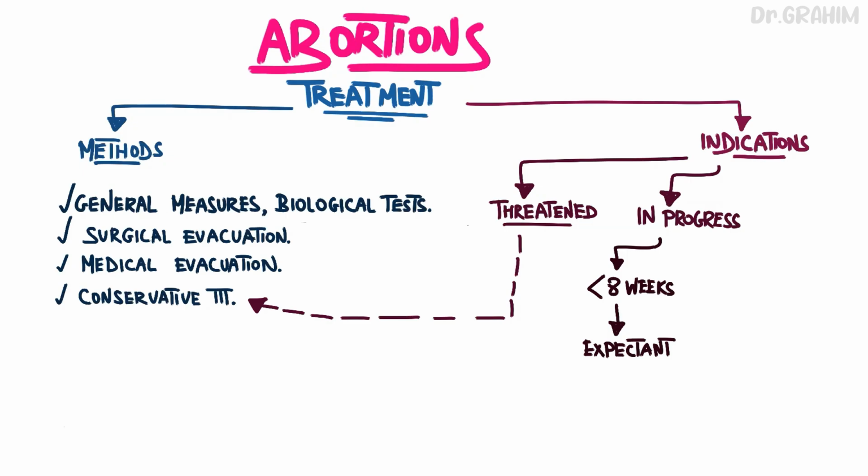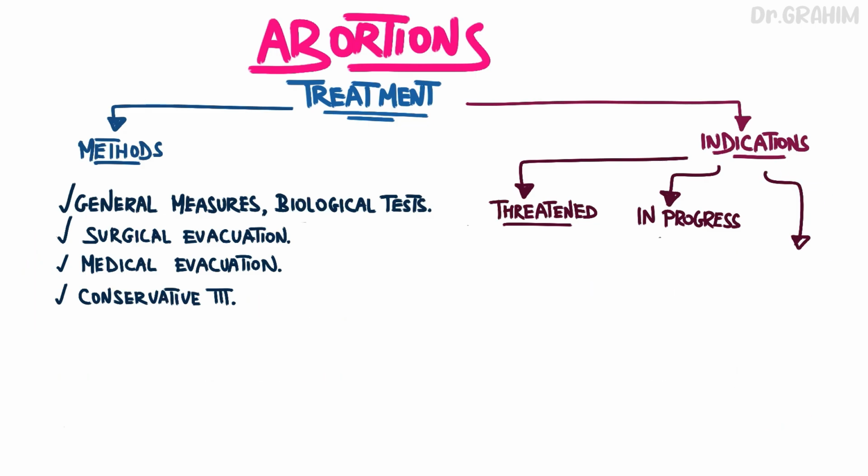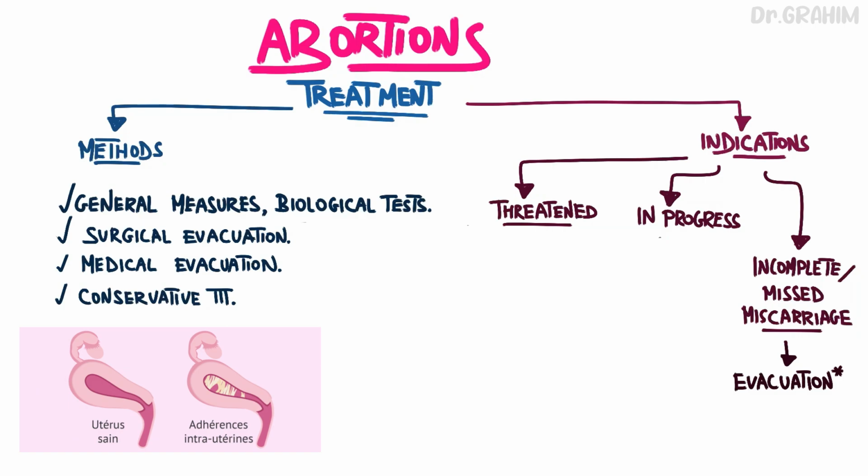And if the pregnancy is more than 8 weeks, surgical or medical evacuation becomes necessary. And in the case of an incomplete abortion, as well as for a missed miscarriage, evacuation is systematically recommended. This evacuation helps prevent the risk of infection and other complications, such as uterine synechiae.